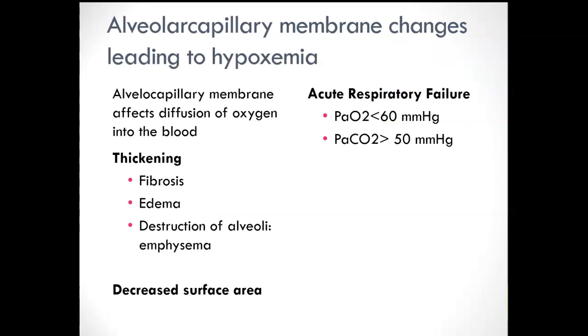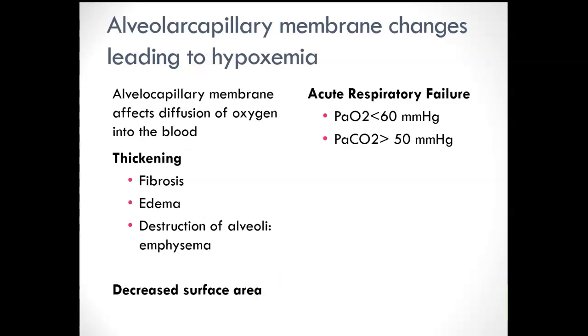So other things that lead to hypoxemia can be the alveolar capillary membrane exchange center, right? If you have fibrosis or edema, destruction of the alveoli, then you're going to end up having problems. If you have decreased surface area, we could have hypoxemia, for instance in somebody who had a piece of their lung removed or a lung removed.